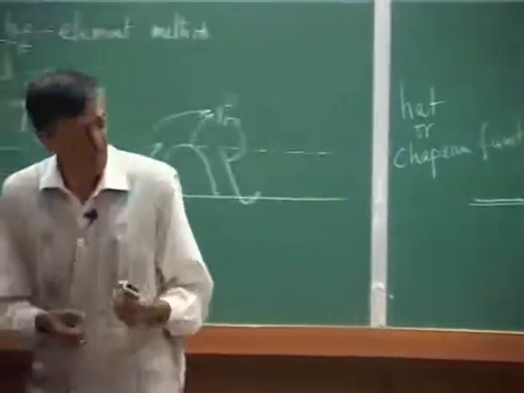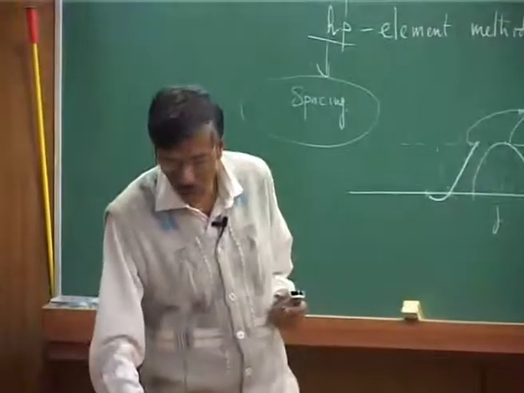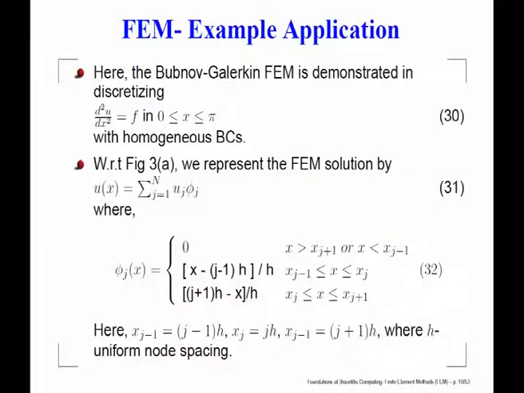So to couple the system, we will have to go through this global basis. Now let's take an example, and this is the classic Bubnov-Galerkin finite element method. Let's say we are just simply trying to solve a very, very simple equation: the second derivative is given as f, and let's also make our life simple by considering the variation of x between 0 and pi, and we will see what it does for us.